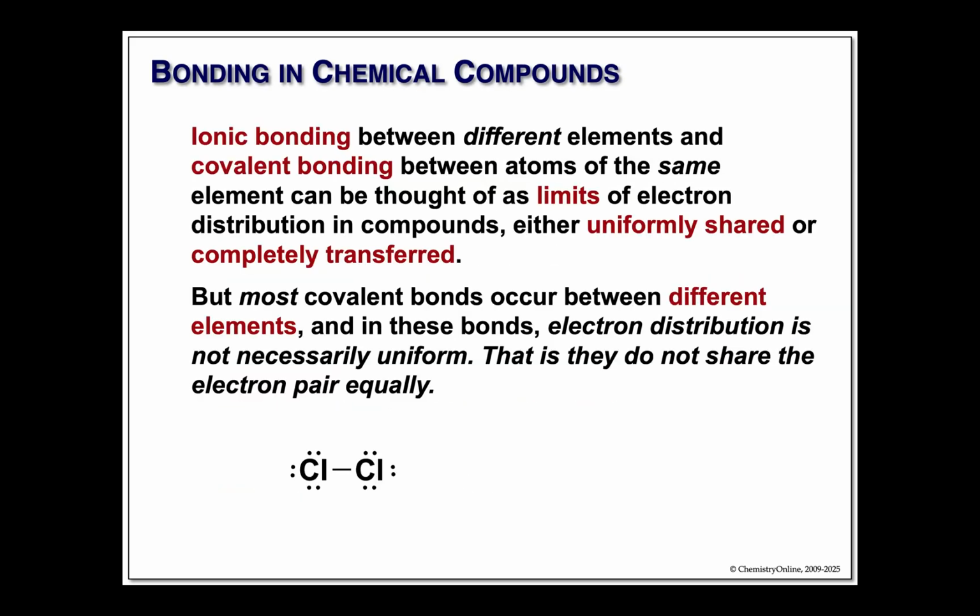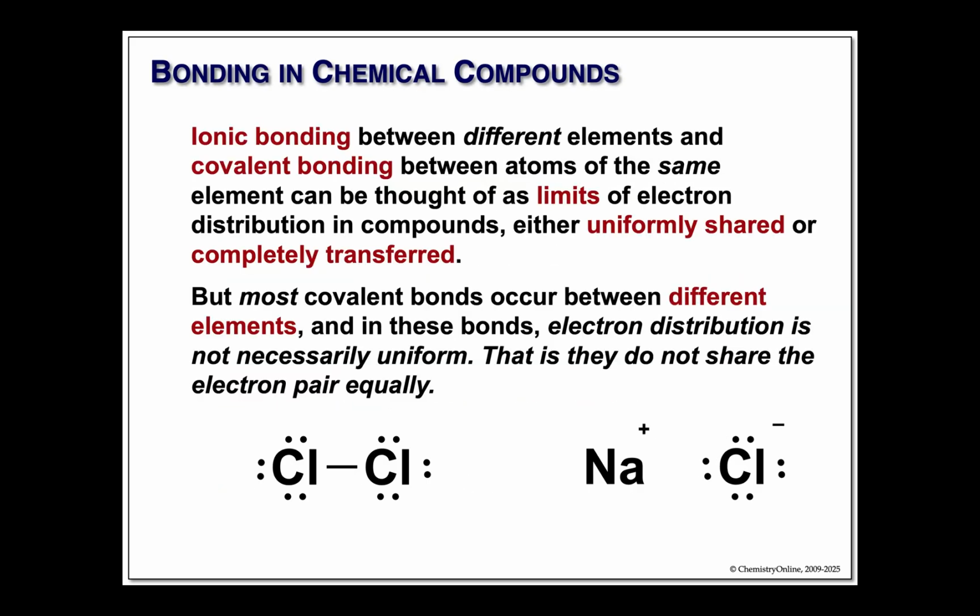Bonding and chemical compounds. We've talked about bonding, we did a whole chapter on it. We said at the time that there were two types that we wanted to deal with. One was covalent, where atoms share electrons, and the other one was ionic, where one atom donates an electron to another. Turns out that these are actually the limits in bonding.